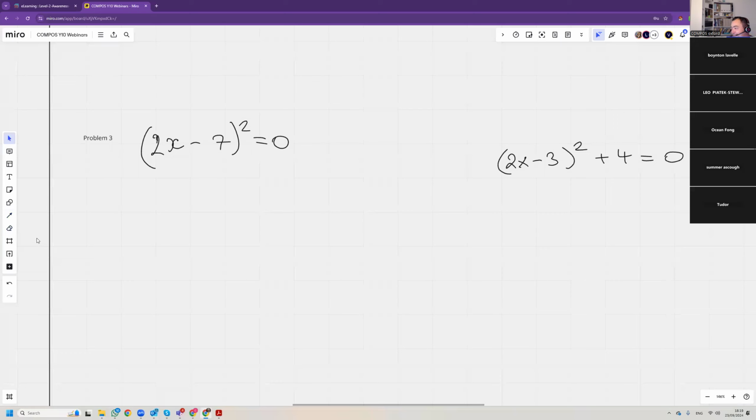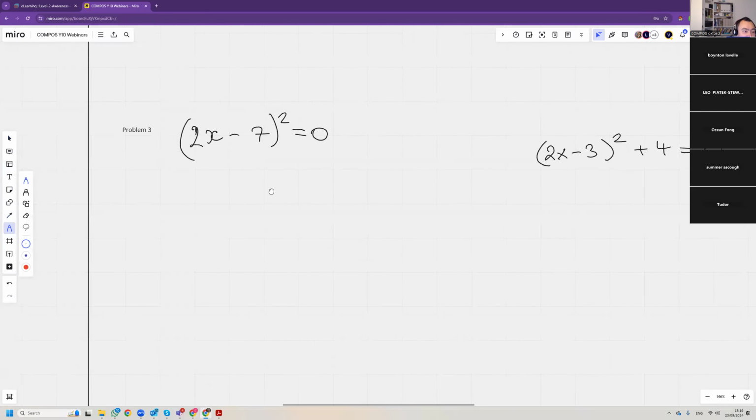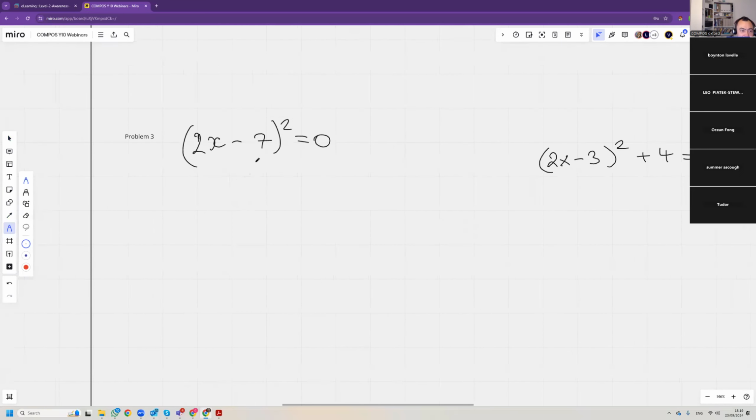2x minus 7 squared is 0. Yeah, for that question you don't have to show how you worked that out. 2x minus 7 squared is 0. Well, you know that only one number squared is 0. Any other number squared will not be 0, it would actually be more than 0. So that means that 2x minus 7 has to be 0. So 2x equals 7, x equals 7 over 2.